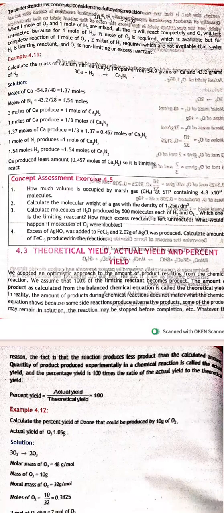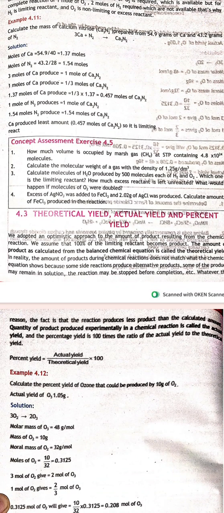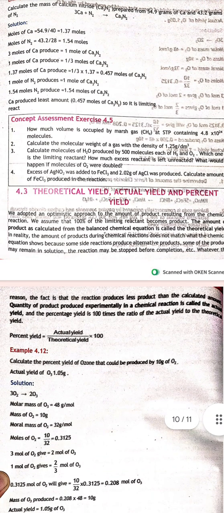Now we have to calculate the mass of calcium nitride prepared from 54.9 grams of calcium and 43.2 grams of nitrogen. Moles of calcium is 1.37, moles of nitrogen is 1.54, and 3 moles of calcium produce 1 mole, so 1 mole of calcium gives 1/3, and 1.37 will produce 0.457. So 1 mole of N2 produces 1 mole of Ca3N2, so 1.54.